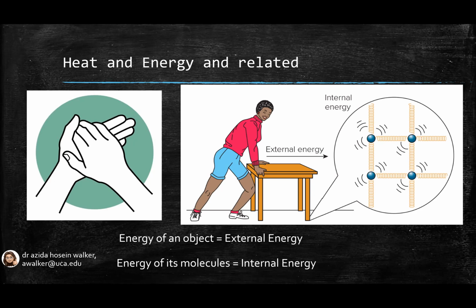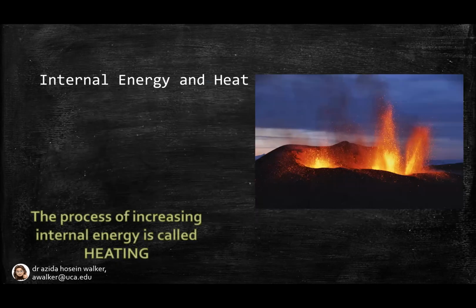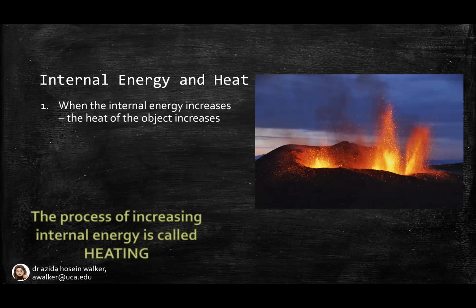For example, if the desk is moving with a certain speed, we will have some kinetic energy. That has nothing to do with the molecules themselves. The internal energy inside, that make up the particles of the desk, is what's described by the energy of those molecules themselves. So the process of increasing internal energy is called heating, and that's how heat and energy are related. When the internal energy increases, the heat of the object increases.